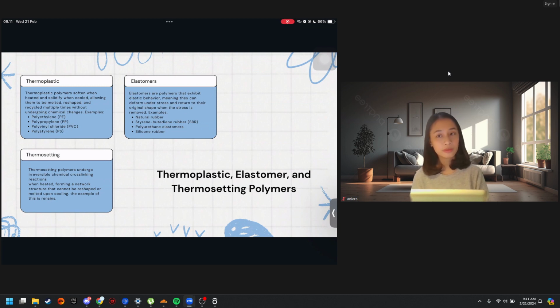The next one is elastomers. Elastomers are polymers that exhibit elastic behavior, meaning they can deform under stress and return to their original shape when the stress is removed. Examples of elastomers are natural rubber, styrene butadiene rubber (SBR), polyurethane elastomers, and silicone rubber. The last one is thermosetting polymers. Thermosetting polymers undergo irreversible chemical cross-linking reactions when heated, forming a network structure that cannot be reshaped or melted upon cooling. The example of thermosetting polymers is resins.